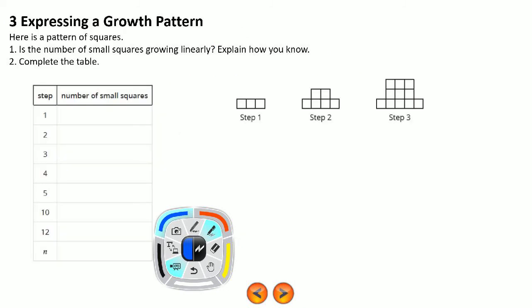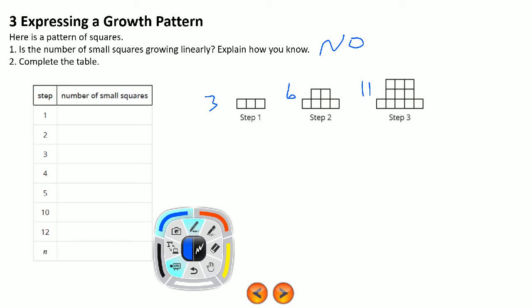Okay. Expressing a growth pattern. So page 16. Is the number of small squares growing linearly? So let's count. In step 1, I have 3 squares. Step 2, I have 6. And step 3, I have 11. Well, I'm adding 3 and then adding 5. So no, it is not linear. It's not going up at a constant rate.